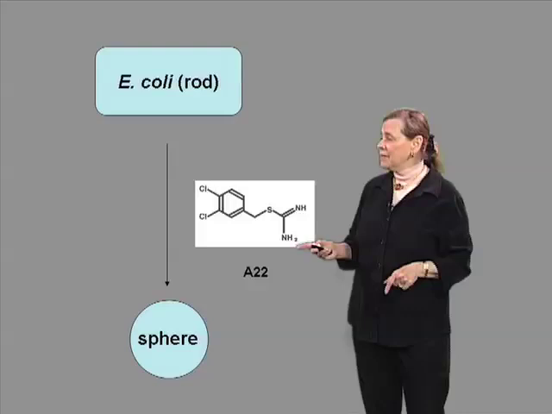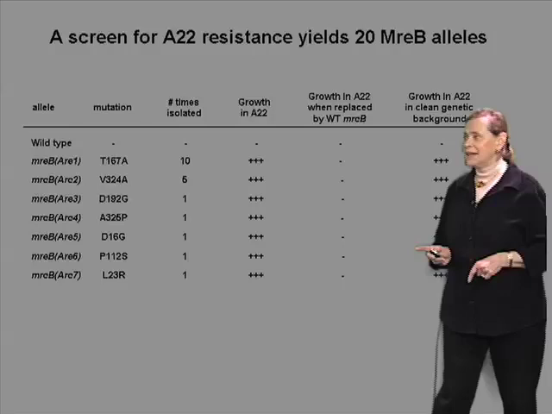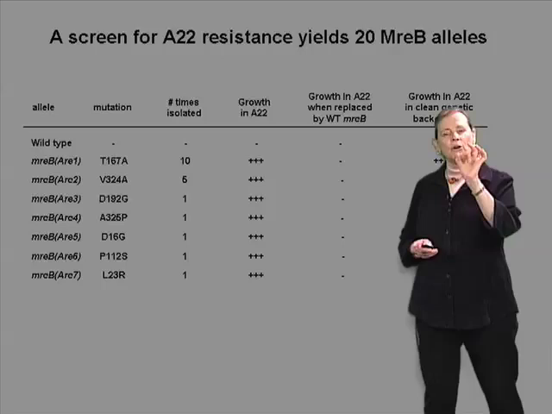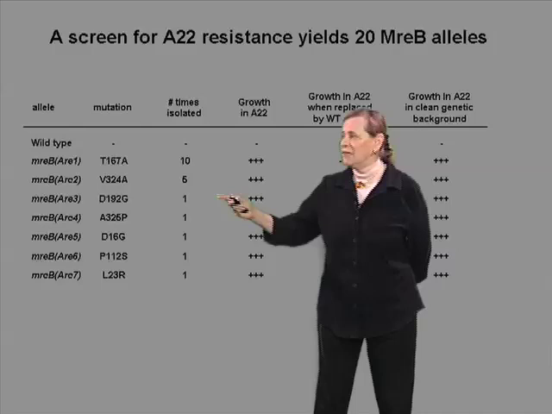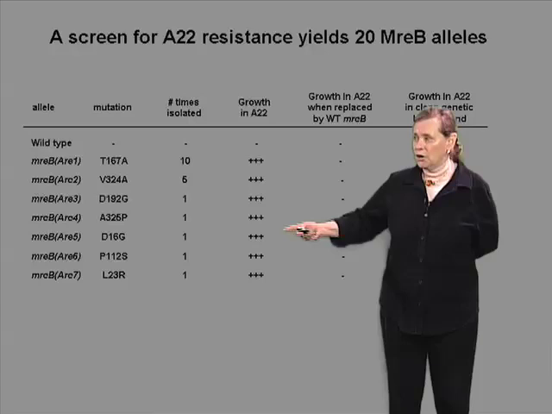So here's the compound. It's easy to make. It's a very simple compound. And the way in which we determined how this works is we carried out a screen for mutants that are resistant to this little compound, A22. And we found, as you can see here, lots of them. And we then showed that of these 20 alleles, all of them were able to grow in the presence of A22, which means they're resistant.